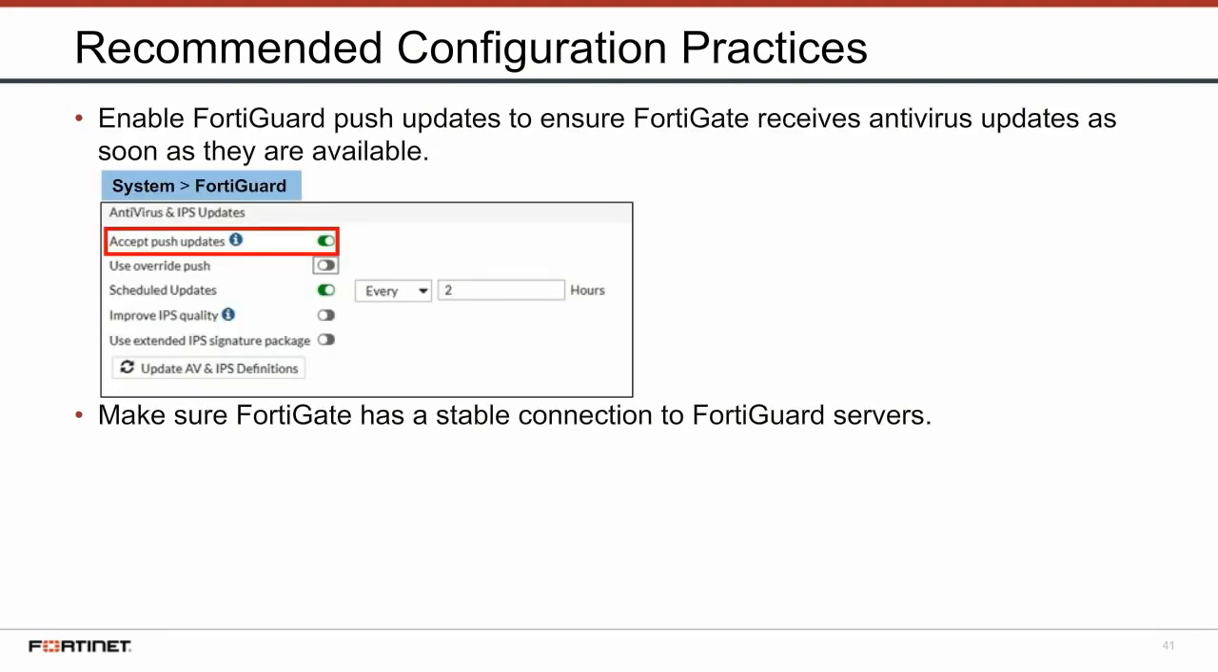Additional best practices to follow when configuring antivirus scanning include the following. Enable FortiGuard push updates to ensure that FortiGate receives antivirus updates as soon as they are available. This will help keep the FortiGate database up to date and offer protection against new viruses. Ensure that FortiGate has a stable connection to FortiGuard servers.